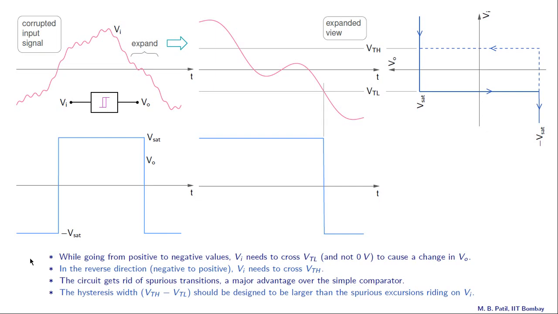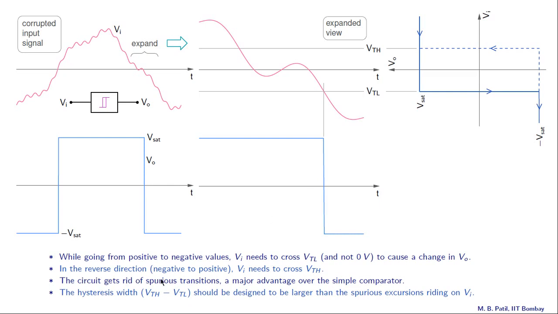Let us summarize. While going from positive to negative values, Vi needs to cross VTL and not 0 volts to cause a change in VO. So Vi going from positive to negative, it has to cross this point, which is VTL, and only then a change in output will happen.